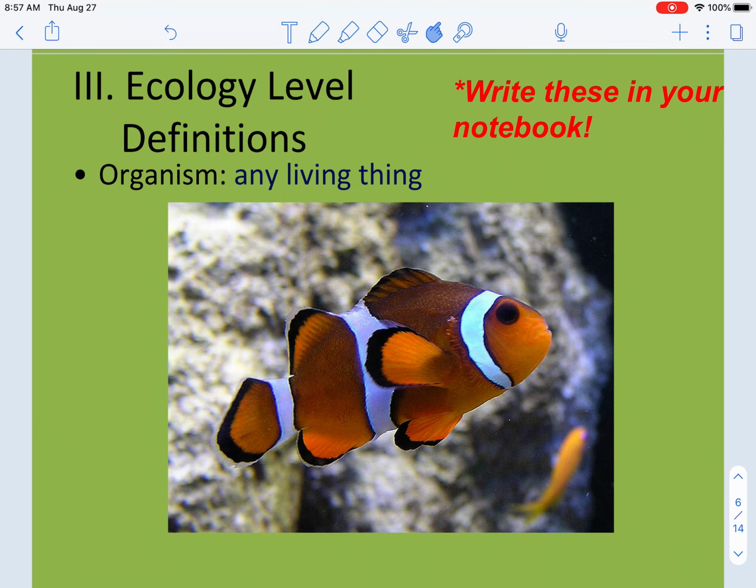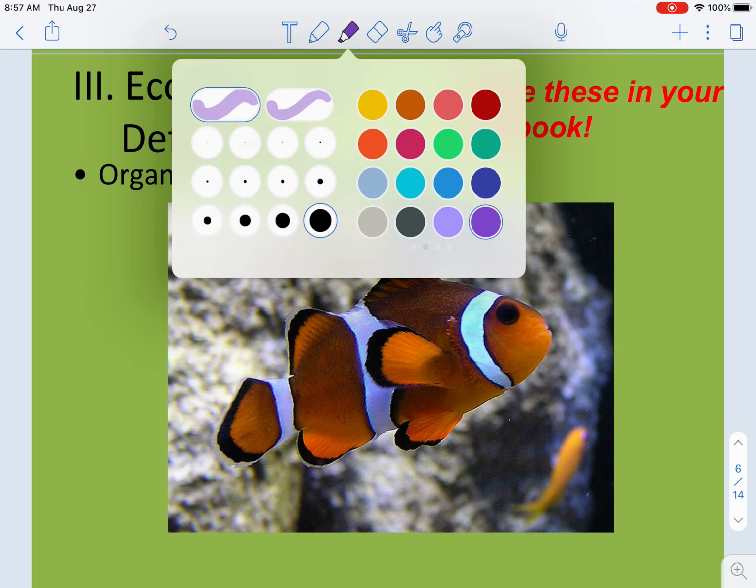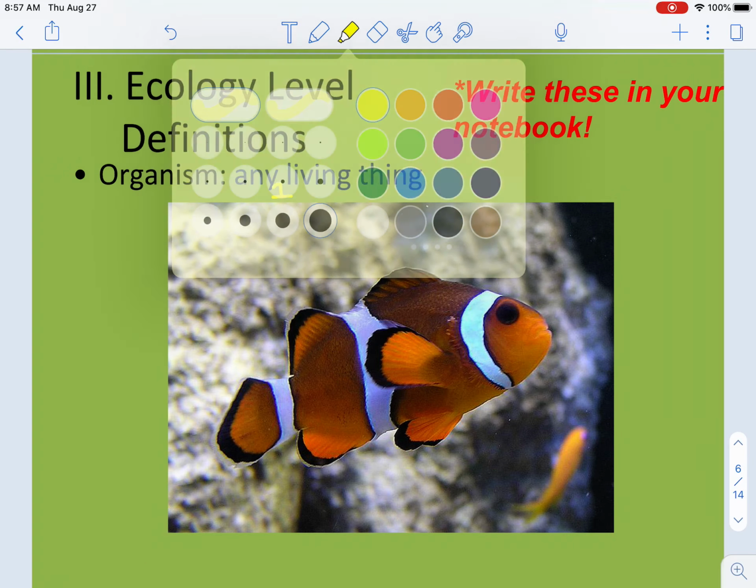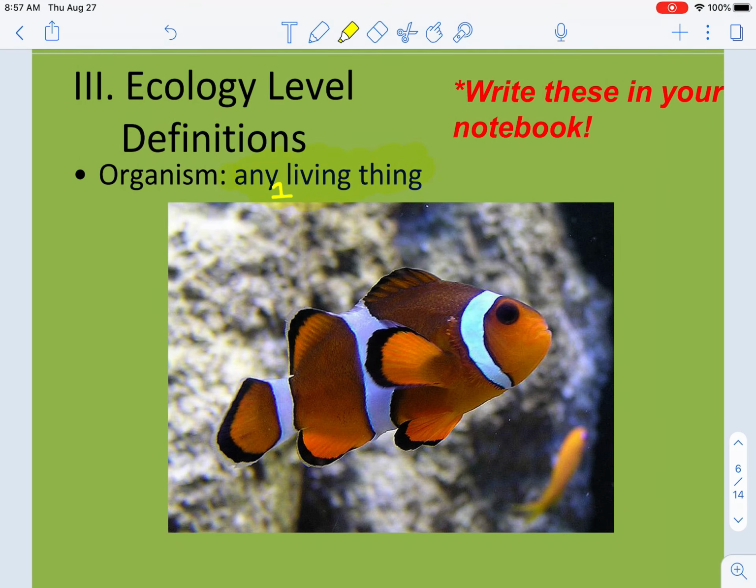So ecology level definitions are going to begin with organism, and an organism is any one living thing. That's your definition. Any one living thing. So an example is you. An example is Norbert. An example is one clownfish. Just Nemo. Just his dad. An example is one single tree. Okay, one individual tree.